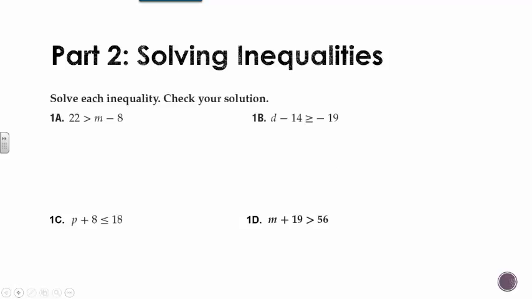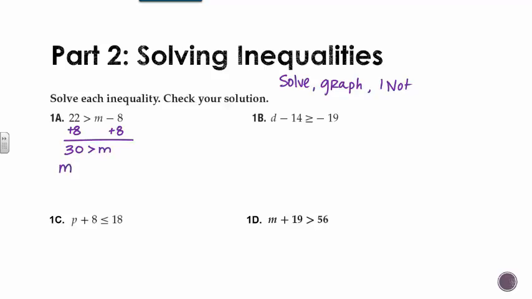So let's solve. We're going to solve them, we're going to graph them, and we're going to write it in interval notation. So 3 things: solve, graph, interval notation. So the first one, we're trying to get m by itself. So let's add 8 to both sides. So we end up with 30 over here is greater than m. Now you can flip this around. I always like to flip it around, but remember that you want the alligator eating the 30, if you want to think about it that way. So we want all the m's that are less than 30.